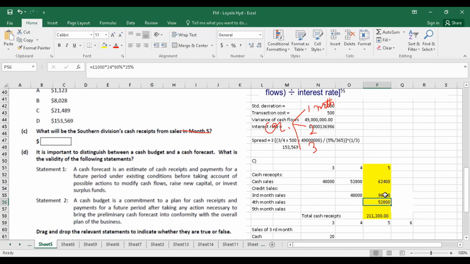Third month, 1 month prior to that. The third month only cash sales will be received, credit sales out of that. One portion, 25% will be received in the fourth month. We are not bothered about fourth. We are bothered about the next 50% in the fifth month. So calculate that and add them up is what's the total cash receipts during the fifth month. That's how we calculate the cash budget.